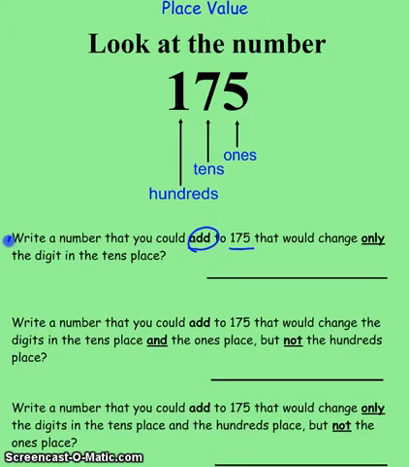I have been asking the students to circle the digit that they want to change. So in looking at 175, if we want the students to change the 7 in the tens place, they could add 10 to make it 185, or they could add 20 to make it 195. Those are the only two answers that are acceptable for this question.